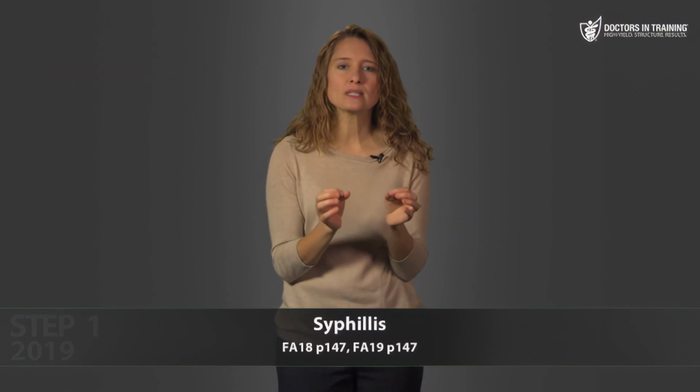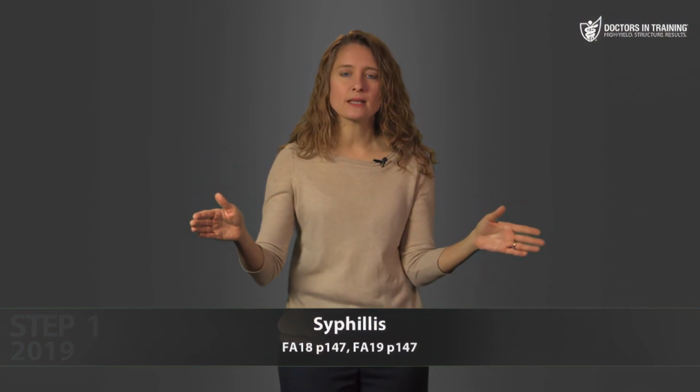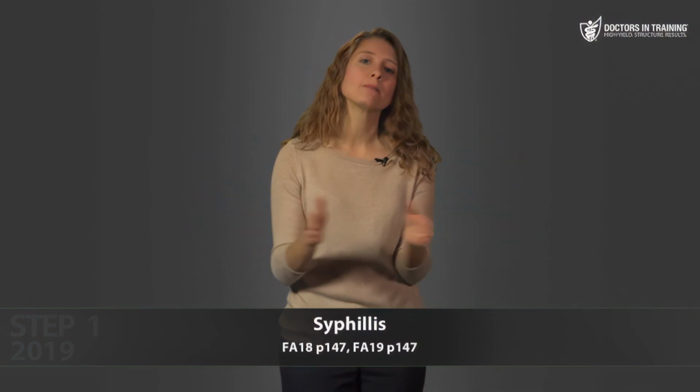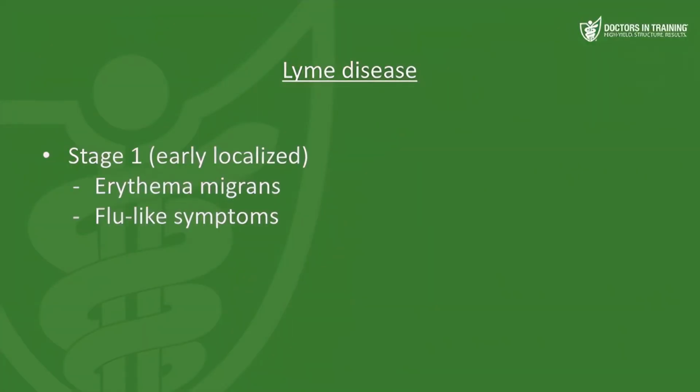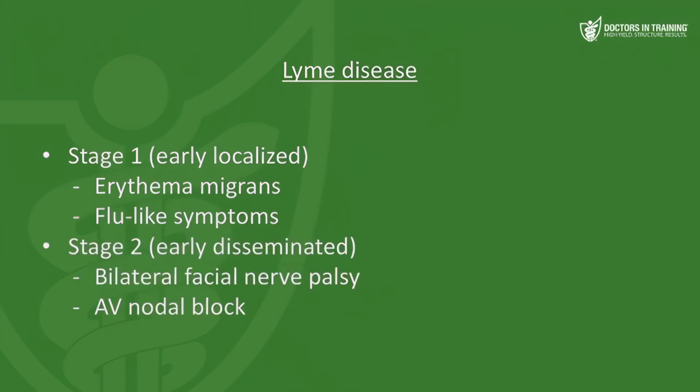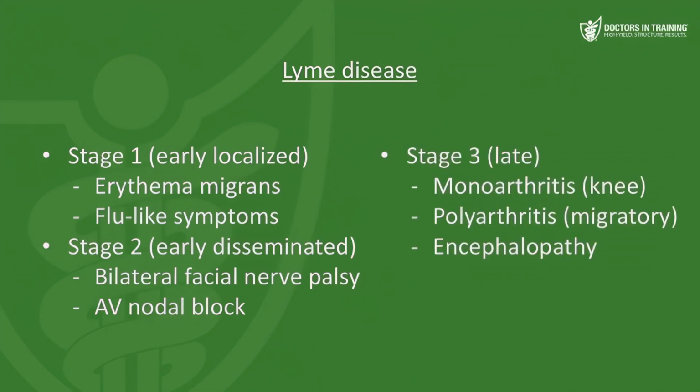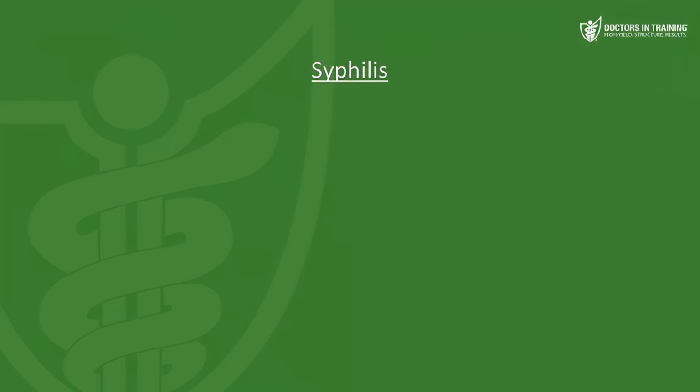Okay, let's go through the stages of both Lyme disease and syphilis. And now these are both important for your test. So for Lyme, stage 1 is early localized, and you see that erythema migrans, flu-like symptoms. In stage 2, the early disseminated phase, you see bilateral Bell's palsy, or that bilateral facial nerve palsy, as well as AV nodal block. And then stage 3, which is the late phase, monoarthritis of the knee or polyarthritis, and encephalopathy.